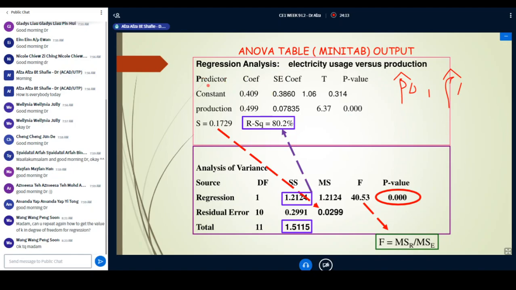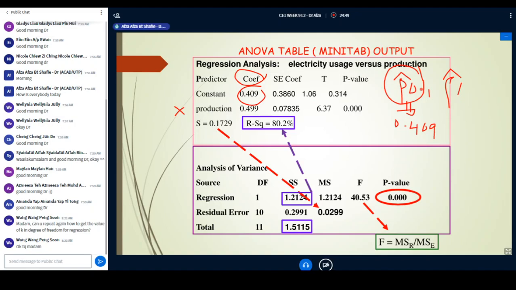This is the predictor. That means what do we use? The constant and the production. So this is your x. This is your constant, and this is the coefficient. So 0.409 is your coefficient for the constant. That means 0.409 is your beta naught hat. So this is the value of your beta naught.